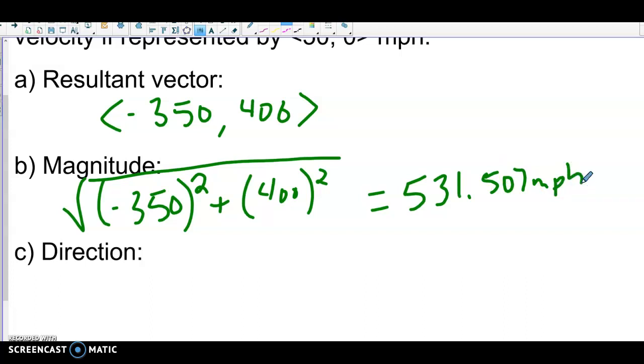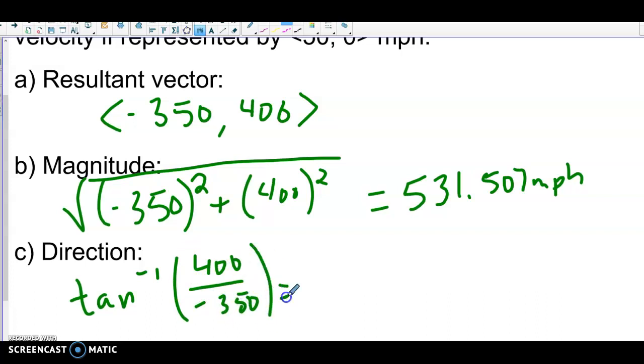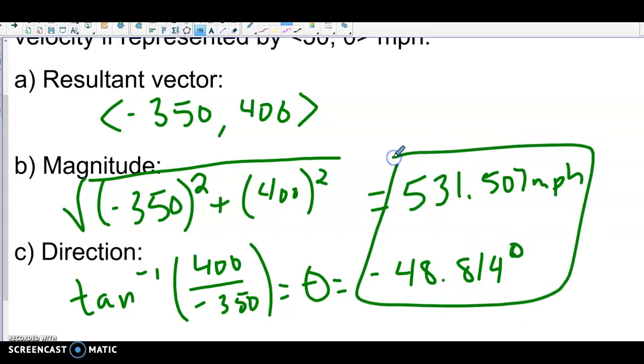The direction is using that tangent, remember? So this is going to be tangent inverse of y over x. When we type that in, make sure that you are in degree mode, just to double check. When we do that, we get negative 48.814 degrees. And there are our answers. That gives us our magnitude, and that gives us the direction.